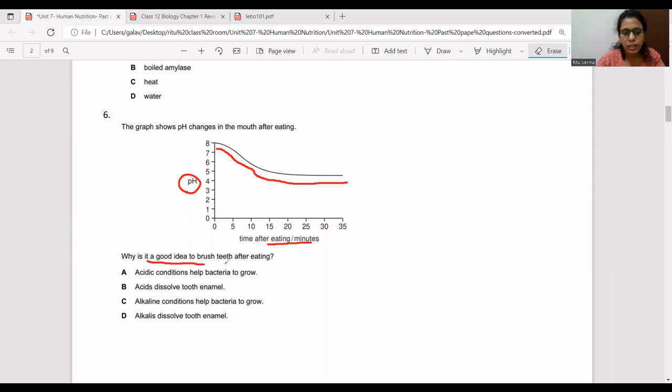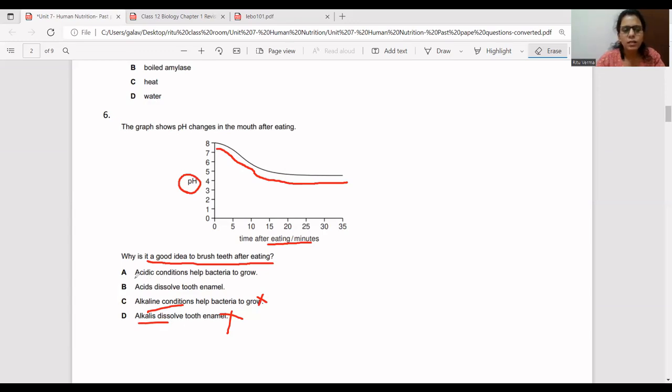Now, why is it a good idea to brush teeth after eating? That means, why should we brush our teeth after eating? First one is acidic conditions help bacteria to grow. Acid dissolves tooth enamel. Alkaline conditions help bacteria to grow. Alkalis dissolve tooth enamel. Now these two options C and D are wrong because there are no alkalis shown in the graph, because alkaline conditions start only after 7. As you look at the graph, as time passes by, this line is coming down. The graph is decreasing.